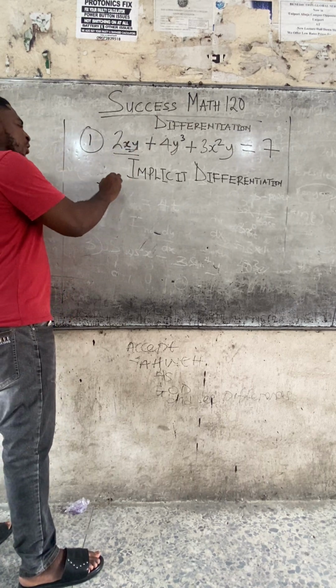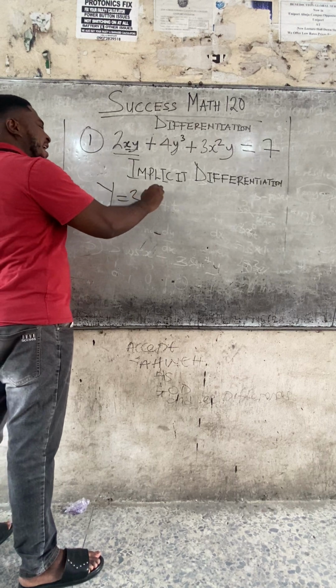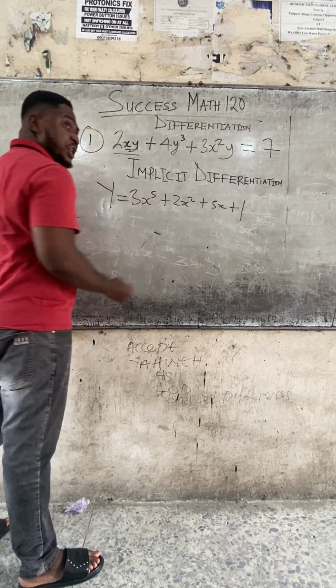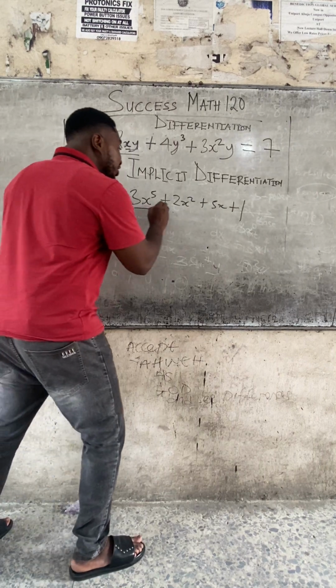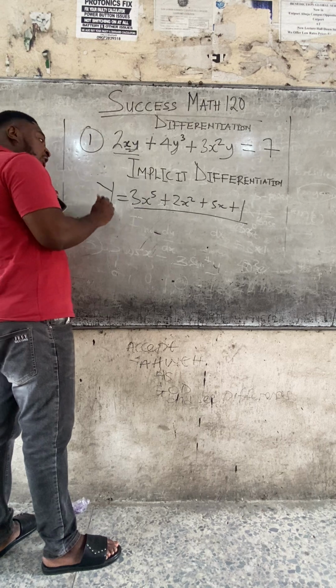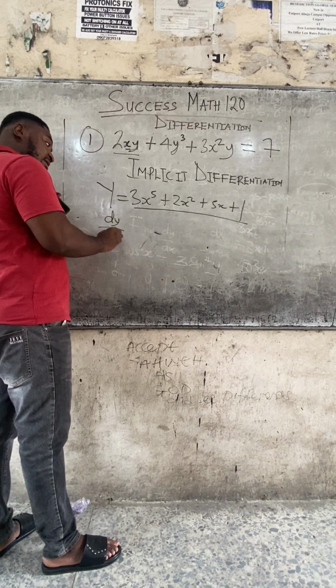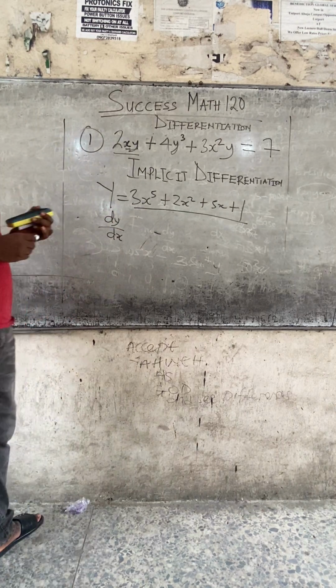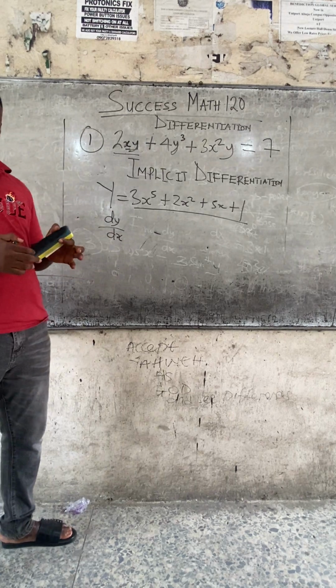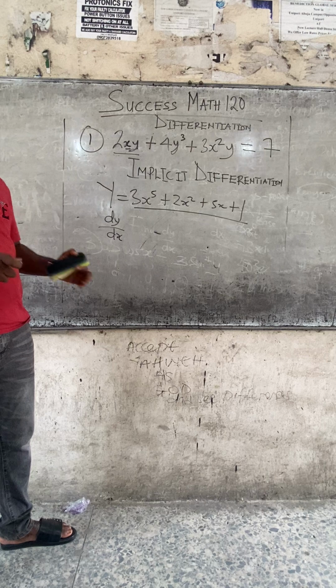Before now, if you are given a function y equals 3x raised to power 5 plus 2x squared plus 5x plus 1, and you have to differentiate, class, look at this function. There's no trace of y here. There's only one y on this side, and when you differentiate y, you have dy dx. Class, the first thing you should note is that the differentiation of a y component is dy dx. Anytime you differentiate a y component, you have dy dx.